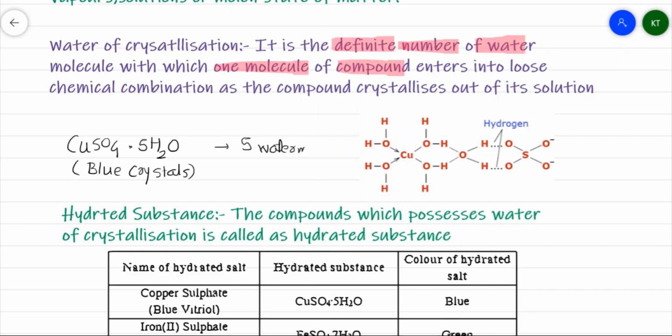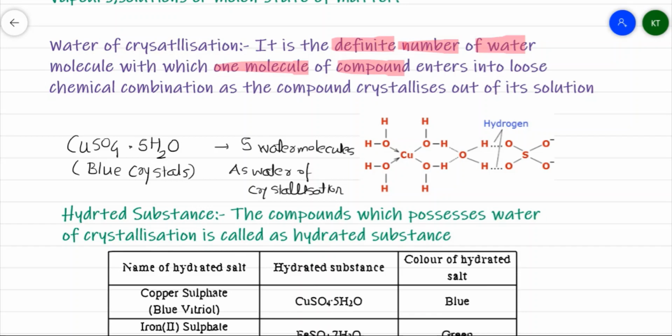There are 5 water molecules present as water of crystallization. Here I have shown the geometry of a copper sulfate crystal.